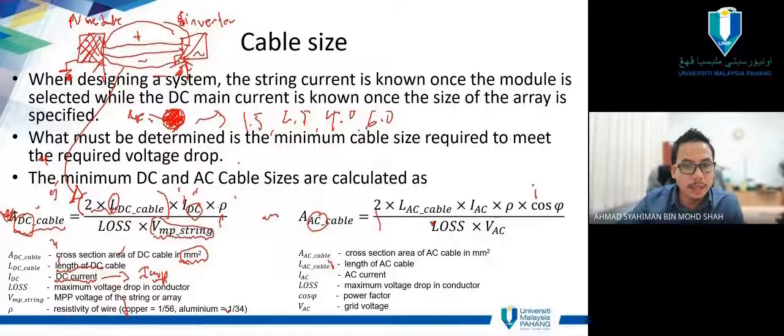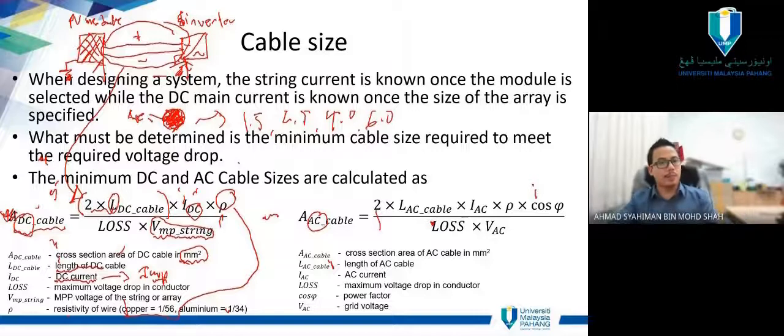And then ada nilai rho kat sini. Rho is for copper biasanya, sebab kita guna copper wire. Mostly kita pakai copper wire. So the 1 over 56, ataupun if I'm not mistaken 0.017857. Tak ingat lah. So the rho one is fixed also.